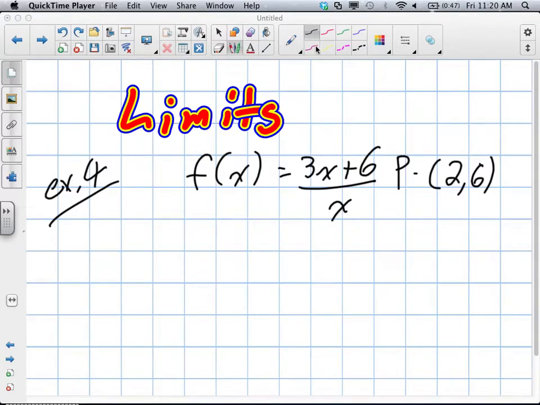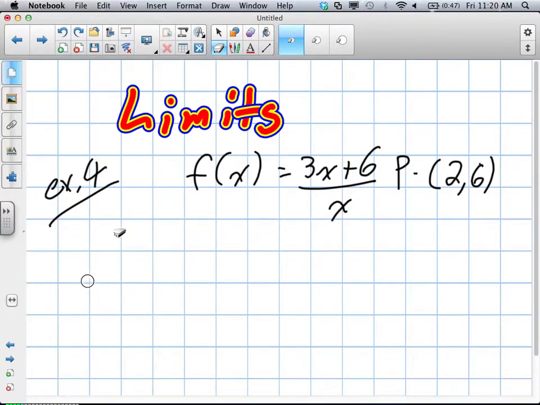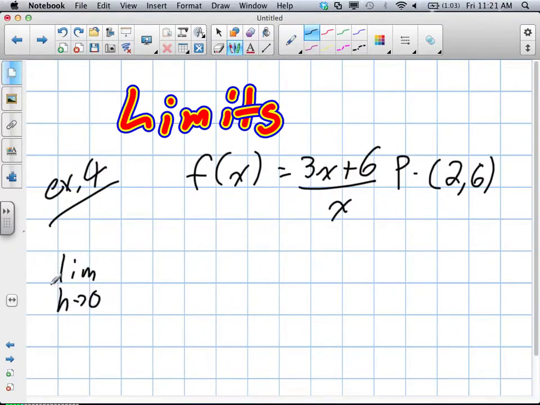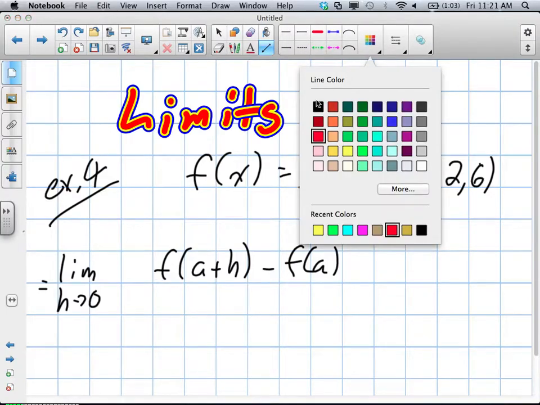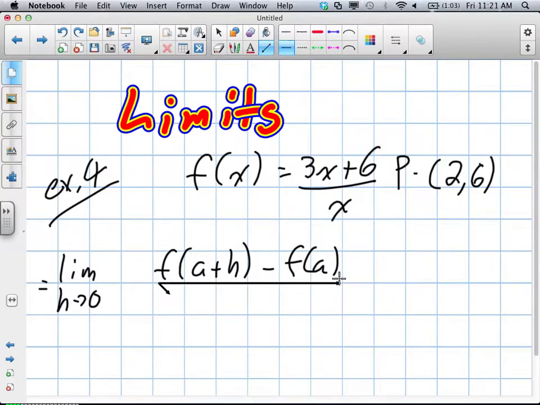Alright, example 4, very similar, limits with just a little more complex of a formula. What we're going to do is, again, plug this into our formula. The limit as h approaches 0. We're finding the rate of change at the point 2, 6. So our limit as h approaches 0 is f at a plus h minus f at a, divided by h.